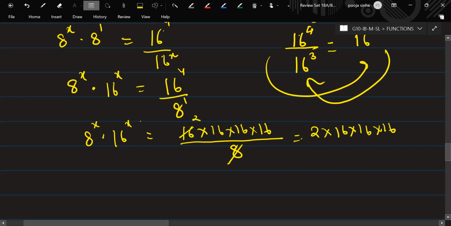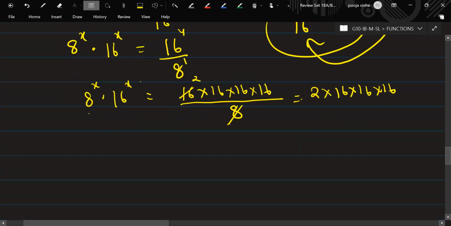Then what about this one? I will try to make this some number which is possible. I think 8 is also divisible by 2 and 16 is also divisible by 2. So can I write 8 as 2 raised to power 3, and 16 as 2 raised to power 4, and that is being multiplied with the x that they already had.